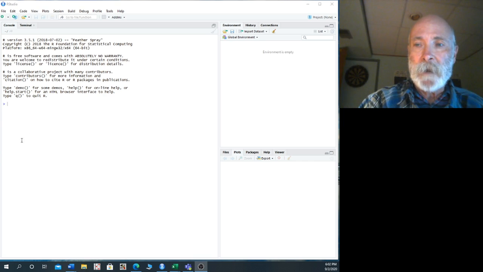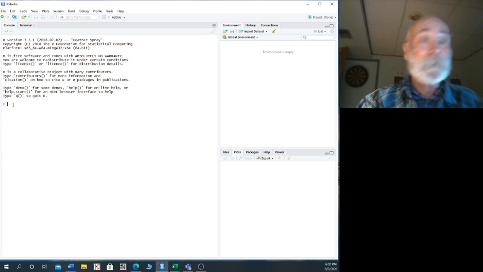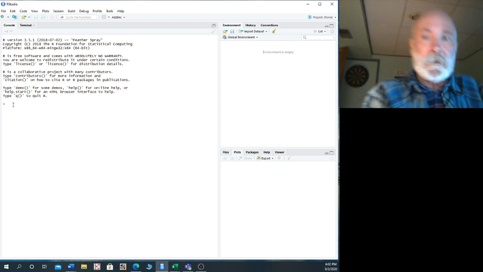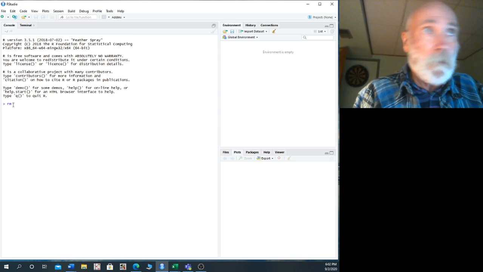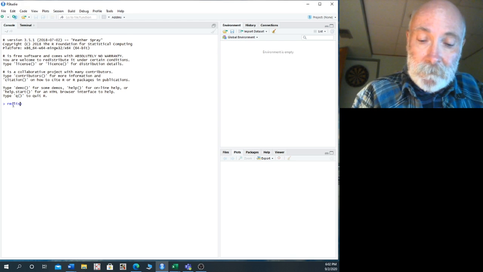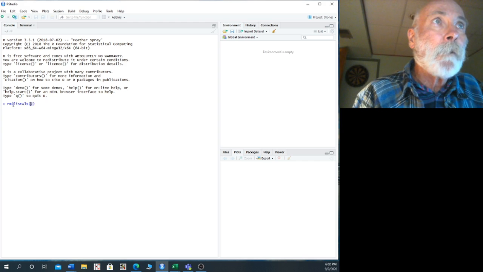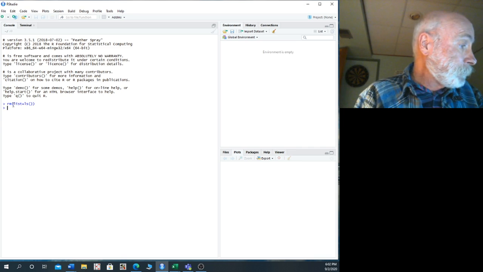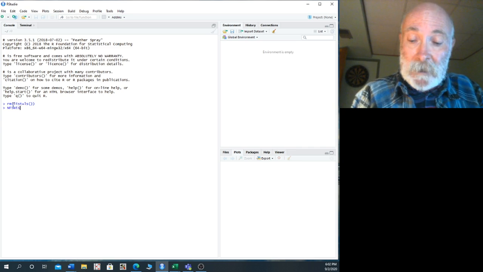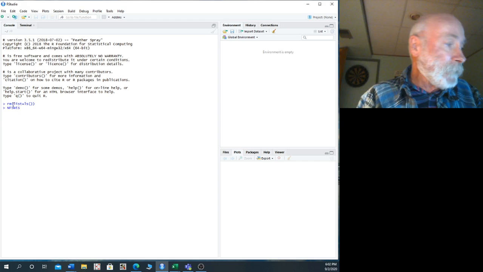So in order to do that, we're going to type in some of the same commands that we used last time. First of all, we're going to clear the memory. So rm(list = ls()). Okay, so we've cleared the memory. Now we're going to type in nfsWTS, that's going to be the name of our data set.